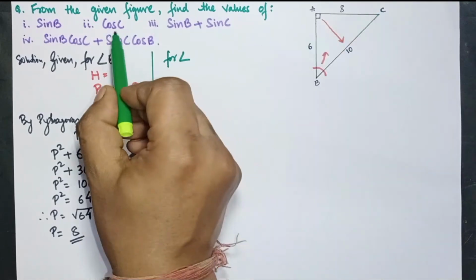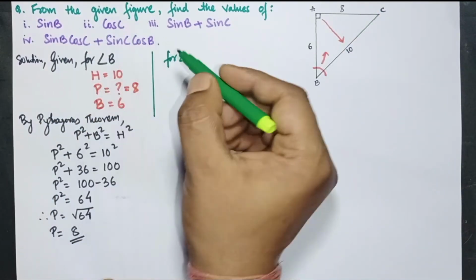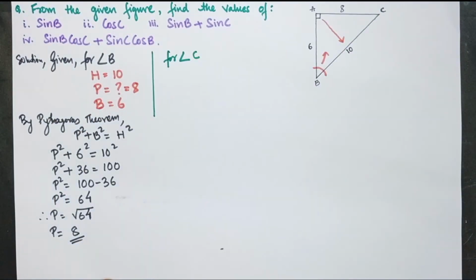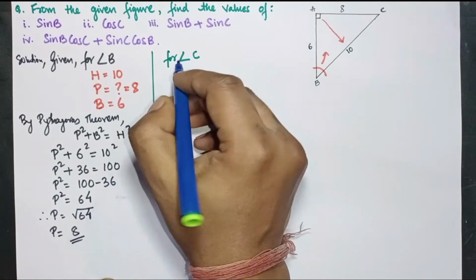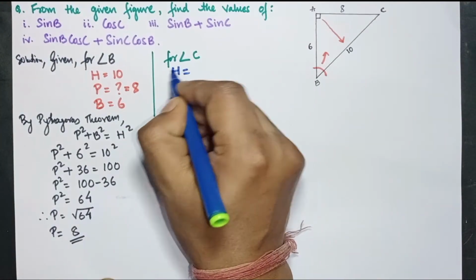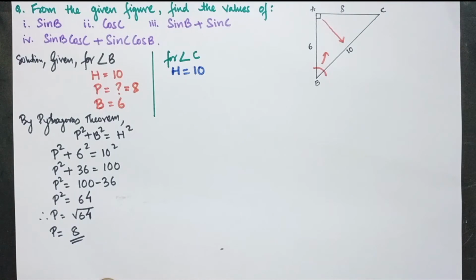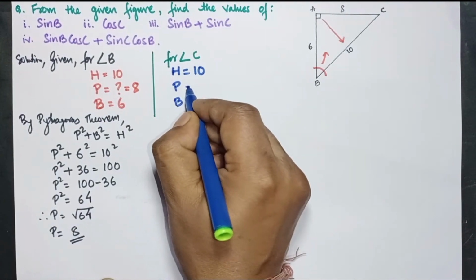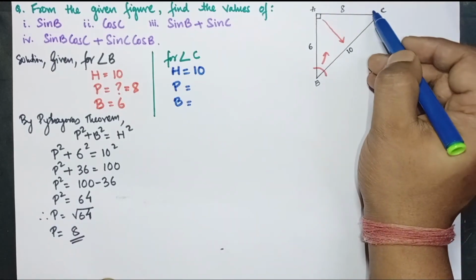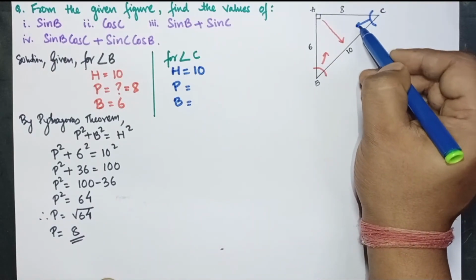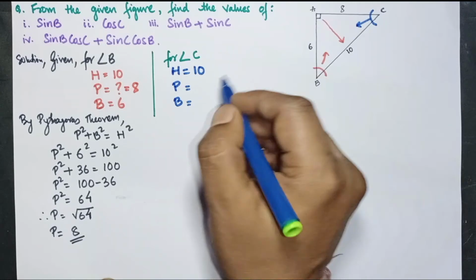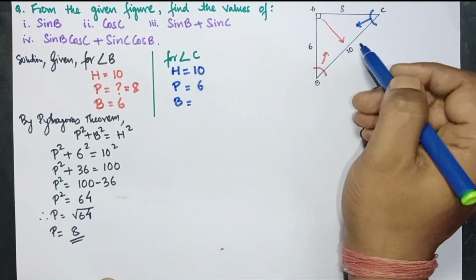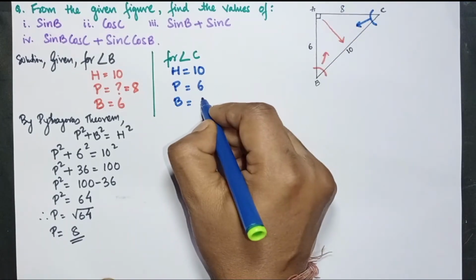Now we have to see C also, because B is there, C is also there. For angle C, what will you have? Hypotenuse. I have told you hypotenuse never changes, so it will be 10 only. Now I need perpendicular and base. For angle C, this is my angle C, so opposite of this will be your perpendicular. So perpendicular is my 6 and the base will be left over, that is 8.